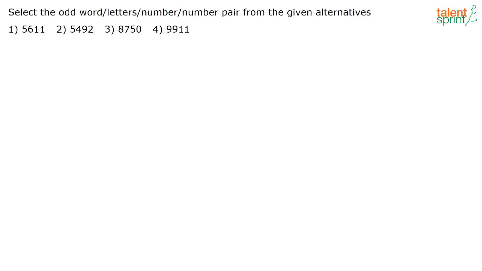See, these are very easy logics. If you are able to find it out, these are mark scoring questions. But as I always say, if we practice more questions of these types, next time such a question comes, you will definitely be able to identify the question and understand the logic. Select the odd words, letters or numbers or number pair from the given alternatives.